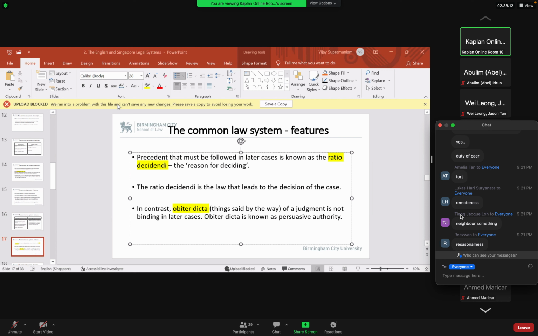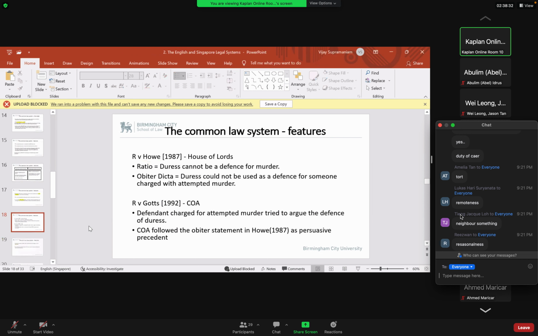When you should not follow the law strictly, when you can't follow the law strictly, in that context, obiter dicta, what we say is something unrelated. So for example, let me give you an example of how ratio and obiter apply. Actually, not hypothetical, a real example here.